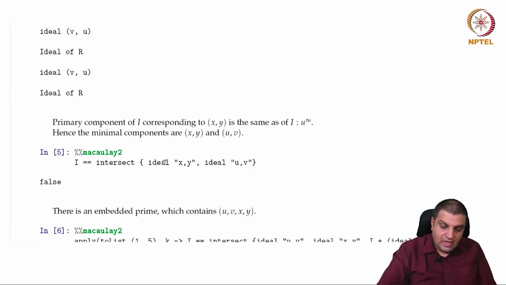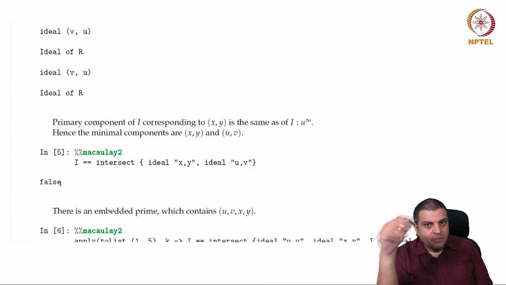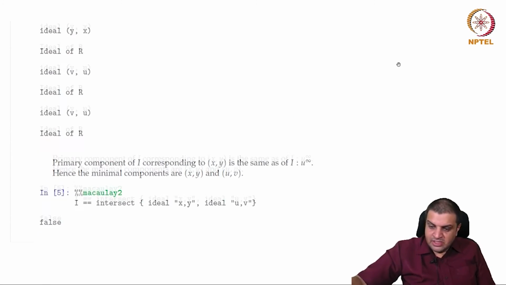Then we ask to intersect the ideal x comma y and u comma v. Then we ask, is it the same as I? And Macaulay says no. Which means that there must be a non-minimal associated prime, what is called an embedded prime. But let's see what the calculation says.